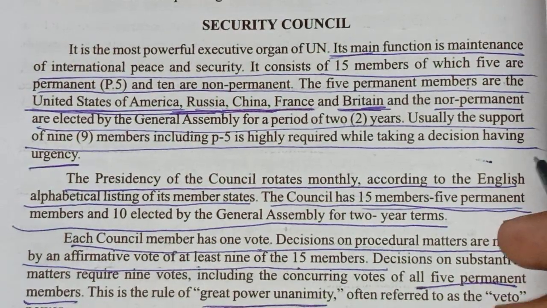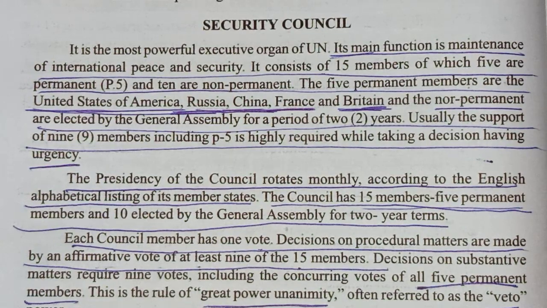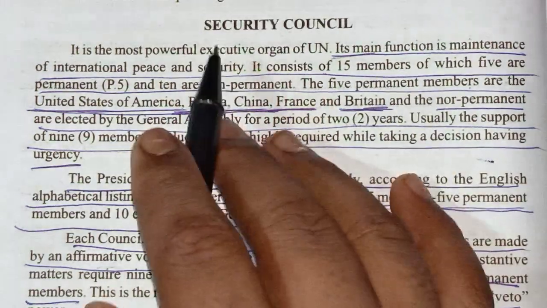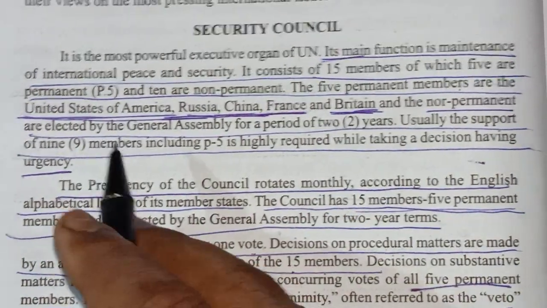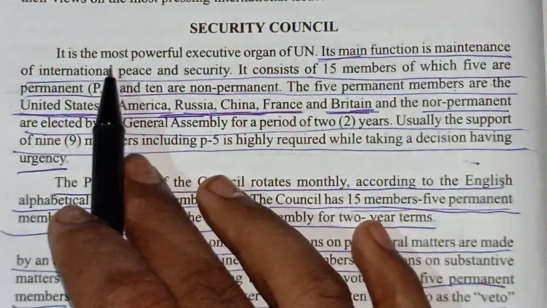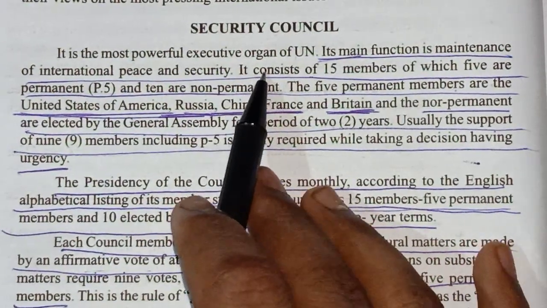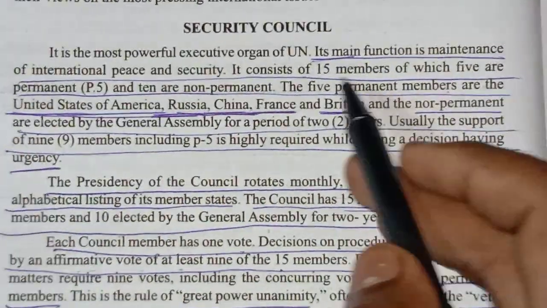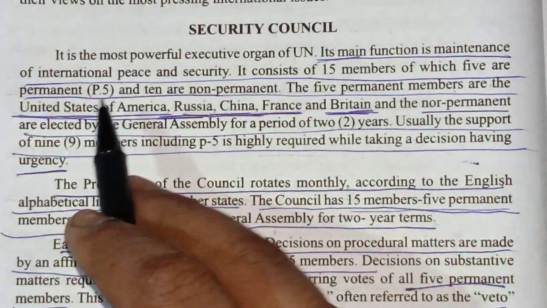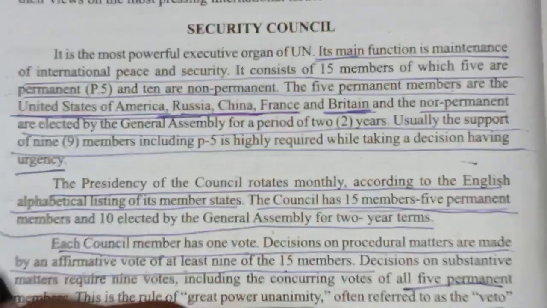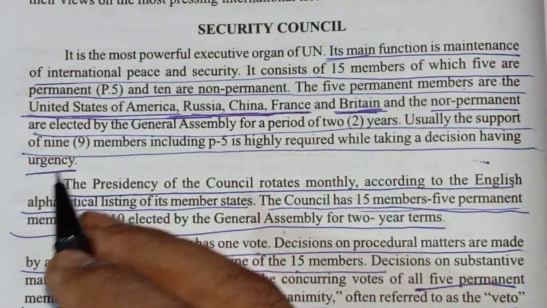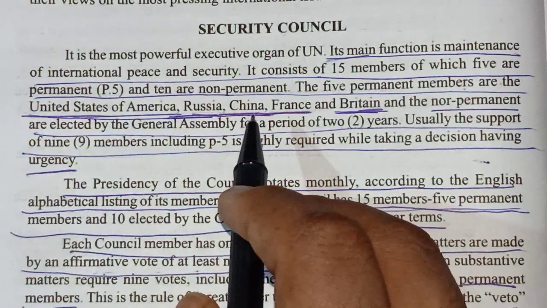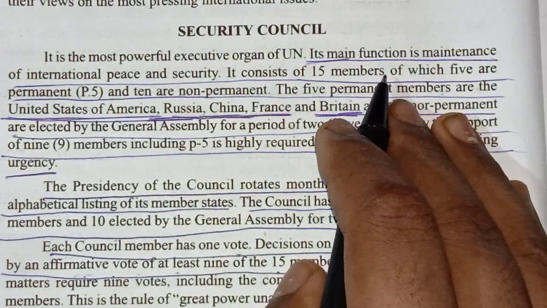In my previous video, I taught you about the General Assembly of the United Nations. Now I'm going to teach you about the Security Council of the United Nations. The Security Council is the most powerful executive organ of the United Nations. Its main function is the maintenance of international peace and security. What is the main function of the Security Council? To maintain peace and security in the whole world.